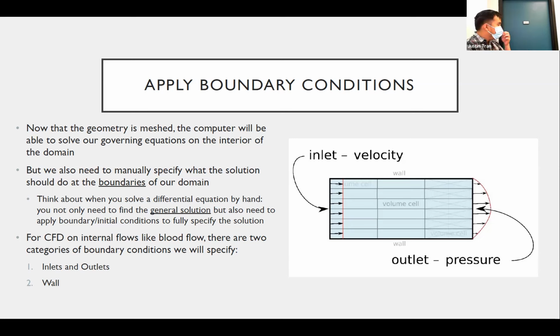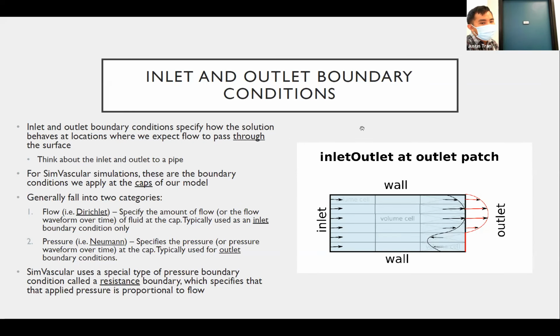For CFD, there are two categories of boundary conditions that we have to specify. We have to specify boundary conditions on the inlets and outlets, which I'll group together, and we also have to specify boundary conditions on the walls. Let's start with inlets and outlets. I grouped them together because these are basically the regions in the model where fluid is going to pass through.